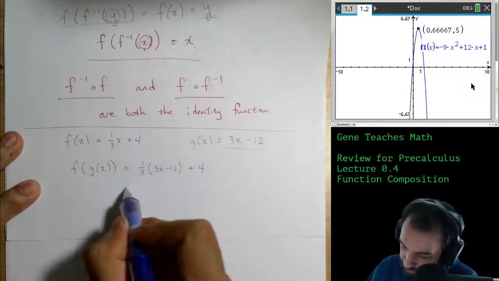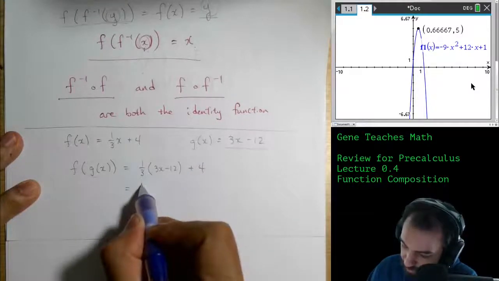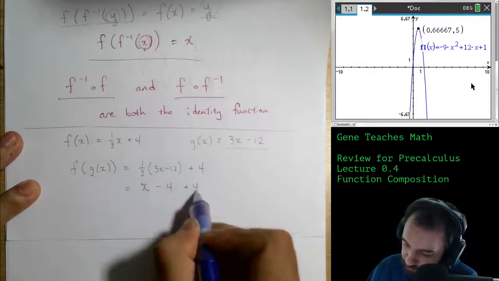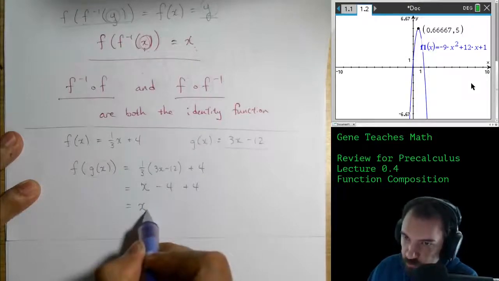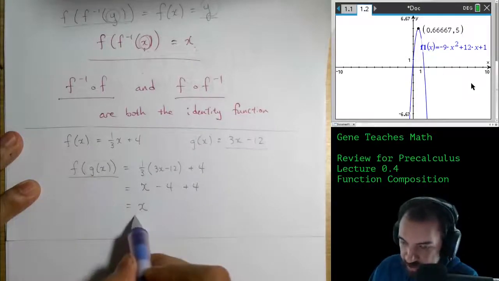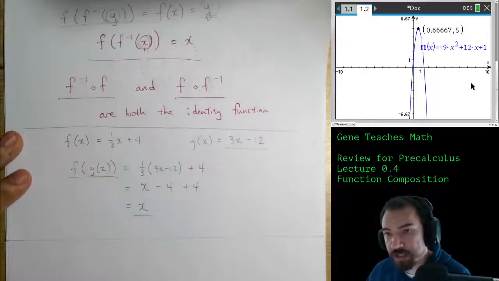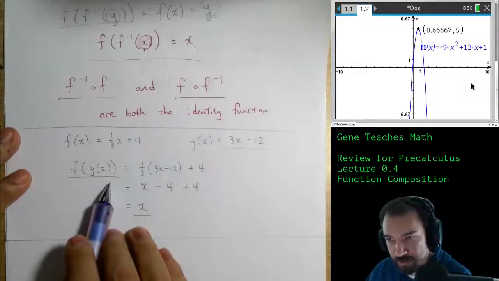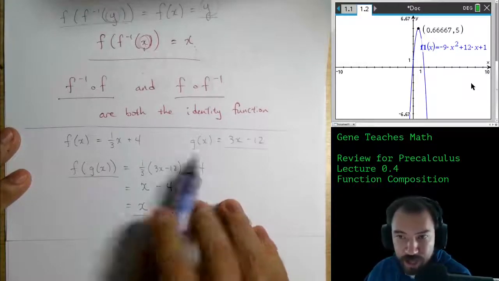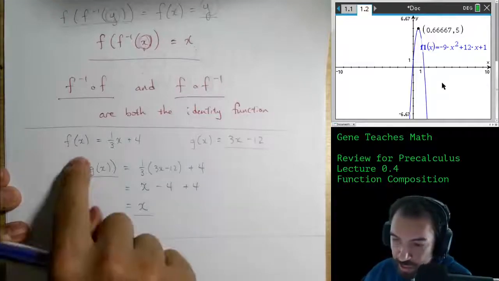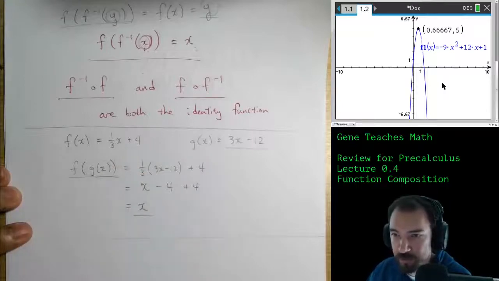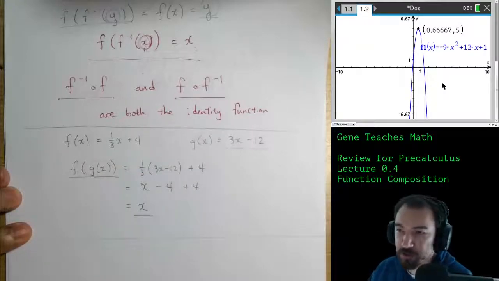But if I simplify this down, I get 1/3 times 3x is just x. 1/3 times negative 12 is minus 4. Then plus 4, those cancel and I just get x. So we just proved that f of g of x equals x. And it turns out this constitutes a proof that f and g are inverse functions. So I can say that g of x is the same thing as f inverse of x, and I can say that f of x is the same thing as g inverse of x. So f and g are inverses of each other. And this is a very cool thing that you can do with function composition.